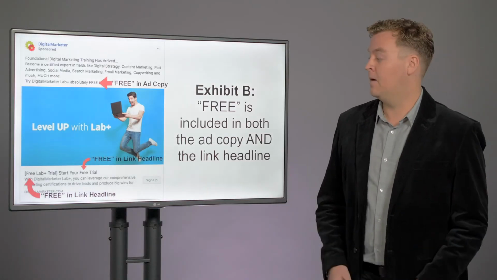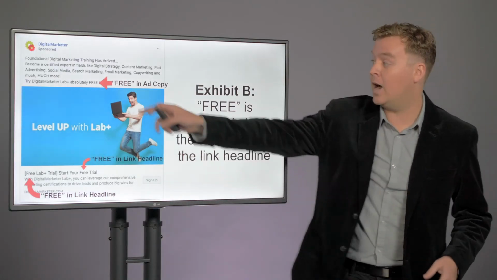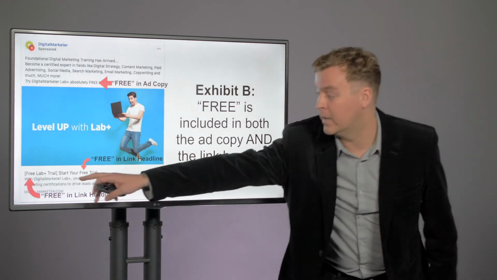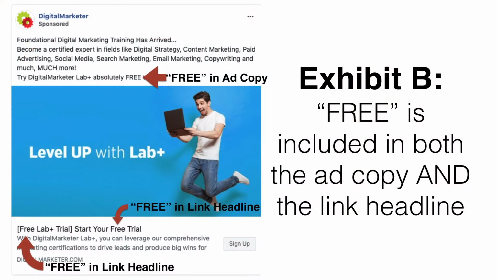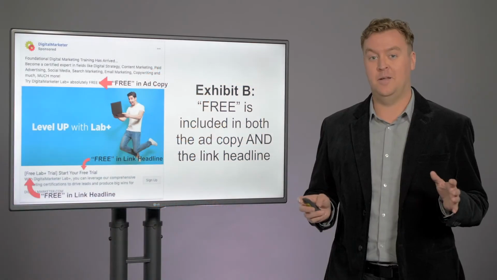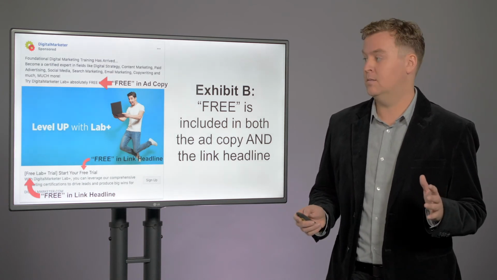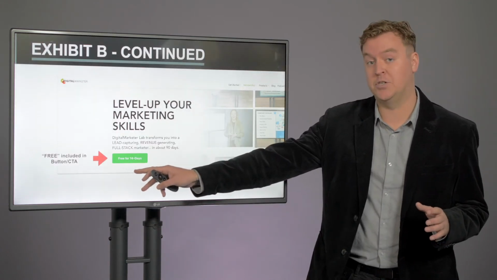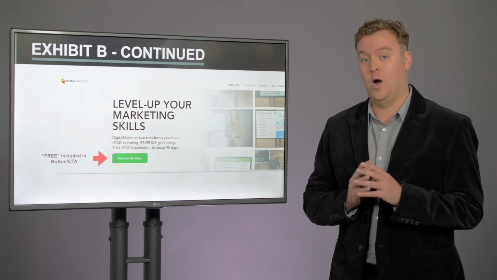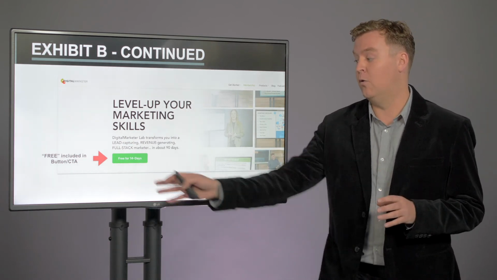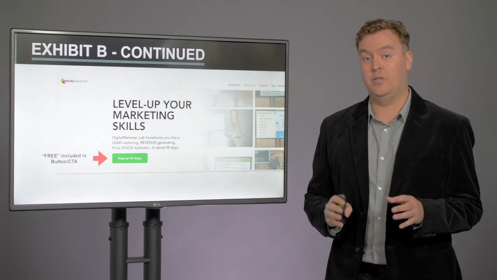Exhibit B. "Free" is included in both the ad copy up here as well as the link headline. "Get it free, Lab Plus trial, and start your free trial here." Free sells. This has been proven in many businesses. And so we wanted to include this in the copy, but guess where else it is? It's also in the call to action and button. It's letting your audience know that this is free for a time period so that they do not have to pay anything right now in order to try this particular product. Again, congruency in messaging is key.